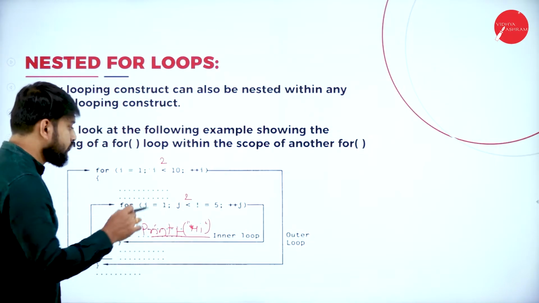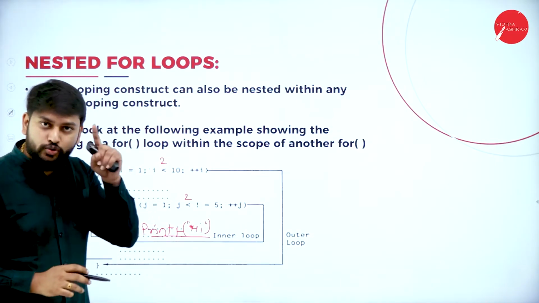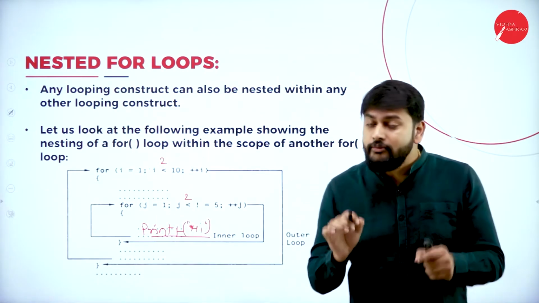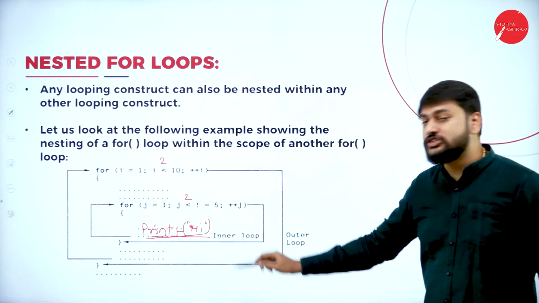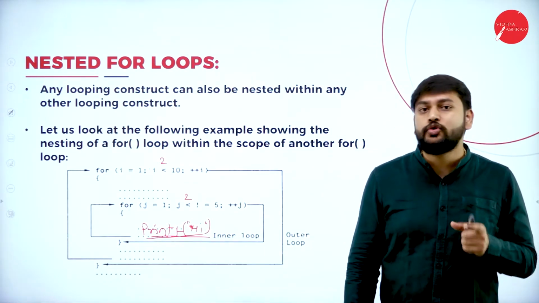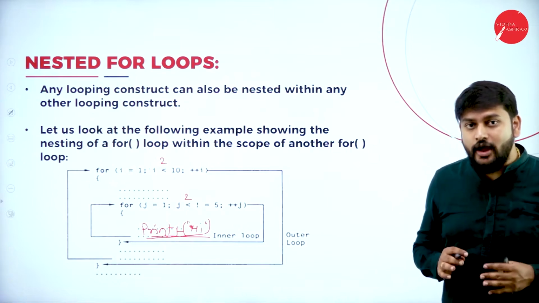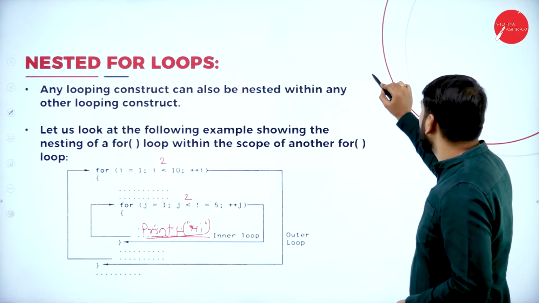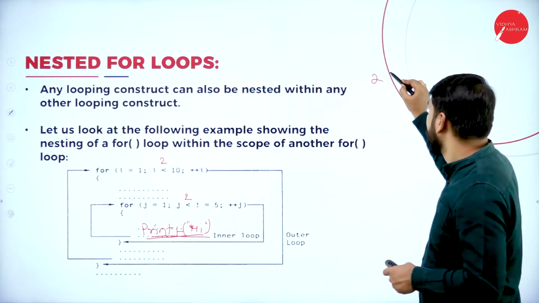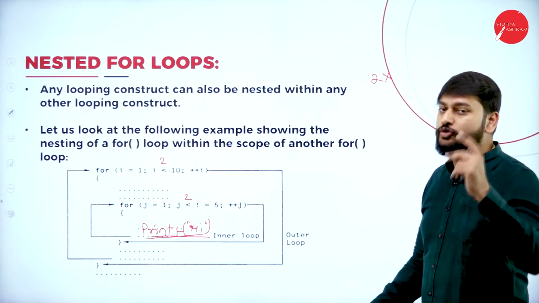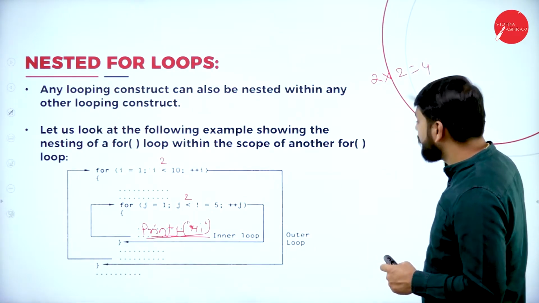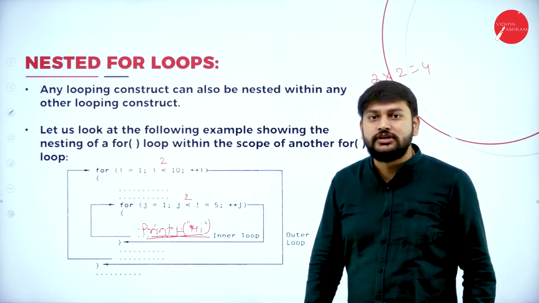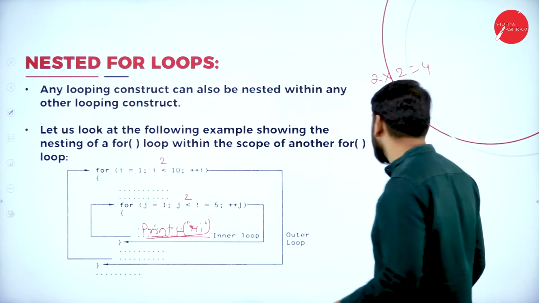You got my question? The outer loop will run 2 times, and the inner loop will run 2 times. Then how many times will this printf statement be printed? Can you think and tell me? The outer loop runs 2 times, the inner loop runs 2 times. 2 into 2, so whatever statement I have inside this loop will be printed 4 times. Sir, how? Please understand this logic.